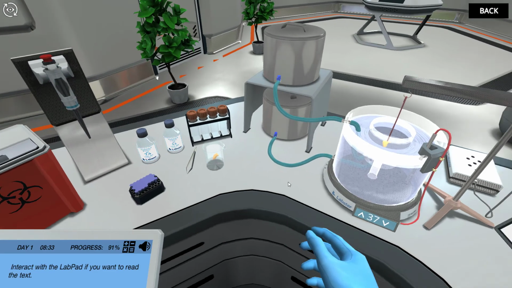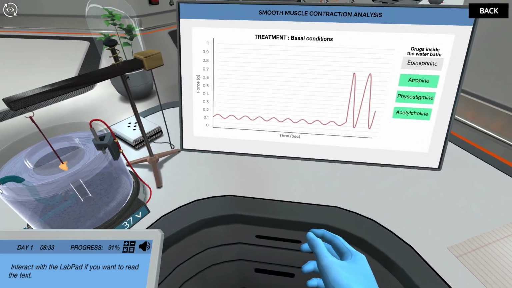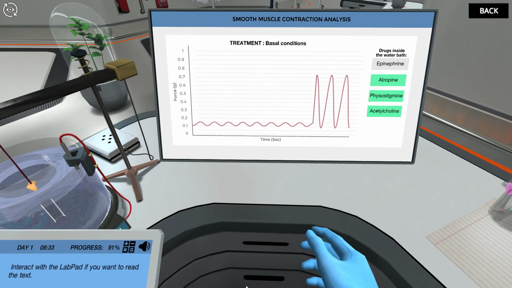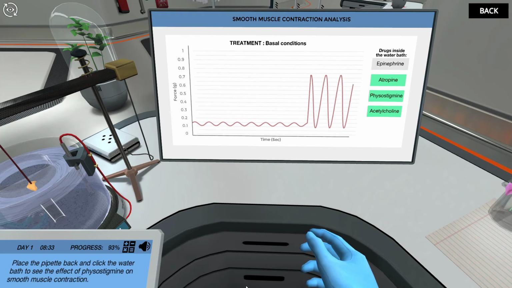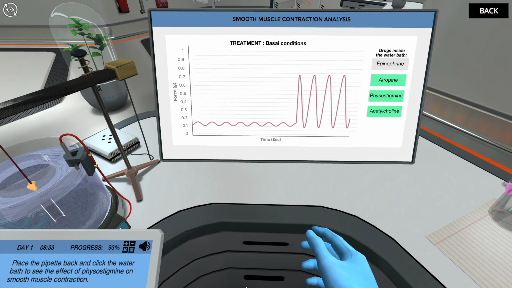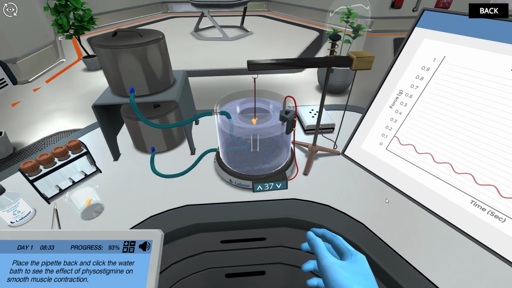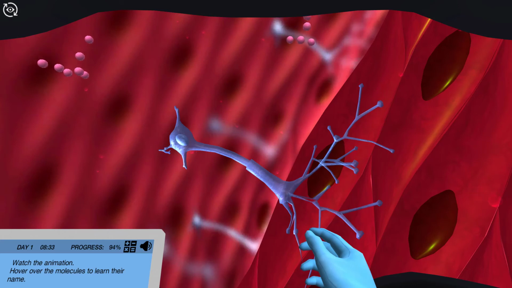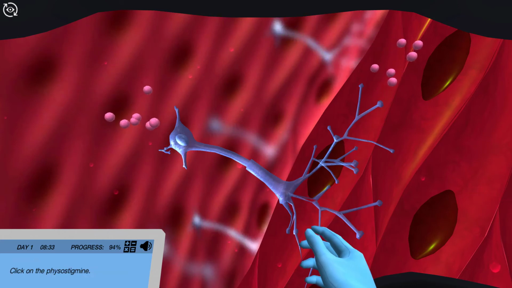Let's see how physostigmine would work in an isolated system without atropine to understand its effects on smooth muscle contraction. Place the pipette back and click the water bath to see the effect of physostigmine on smooth muscle contraction. Here is our isolated system again. Click on the physostigmine.